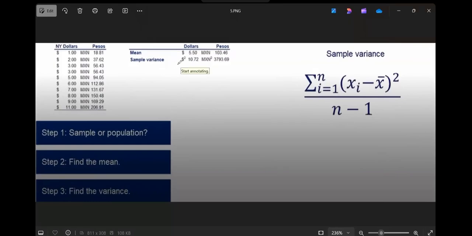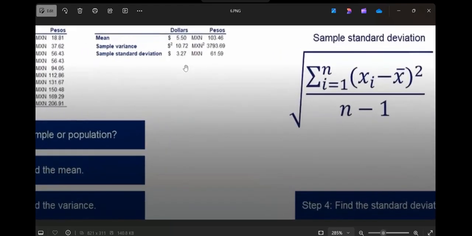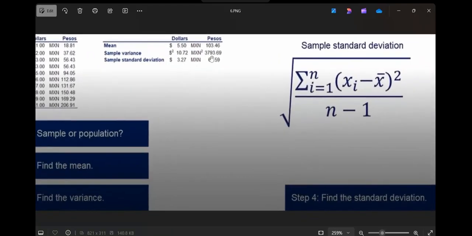Now, can I take the root of this data? Can I take the root, guys? If I take the root, now check this: 3.27, and for the other, 61.59. So I mean to say, guys, we understand mean, variance, standard deviations. Concept clear? Last part, coefficient of variation.